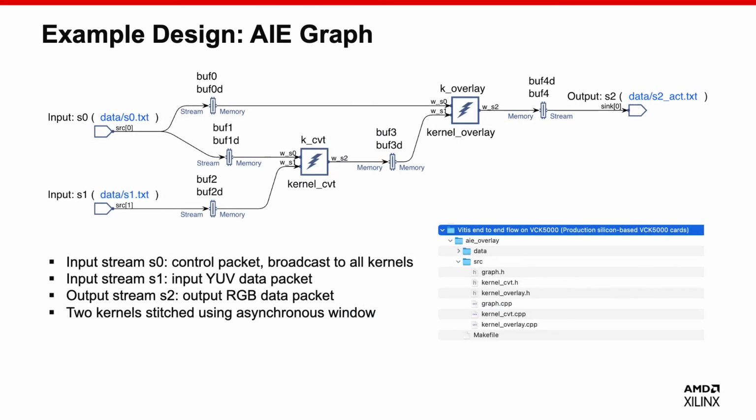The AI engine source code has 6 files, including the kernel file and the graph file. Here is the AI engine graph topology. The graph has one input stream S0 as the control data, one input stream S1 as input data, and one output stream S2 as output data. The color space conversion kernel and the image overlay kernel are stitched using the asynchronous window.